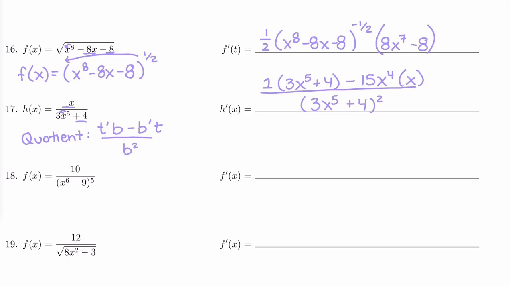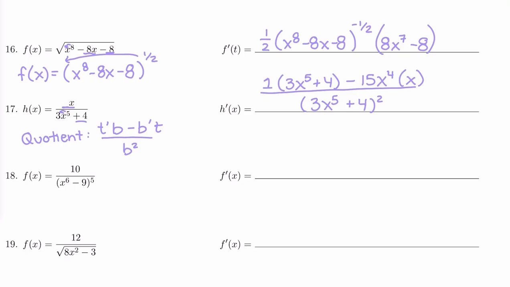I can go through and check that I have each piece. Derivative of the top, original bottom, minus derivative of the bottom times the original top, all over the original denominator squared. So we have all of those pieces of our quotient rule and we are good to go.